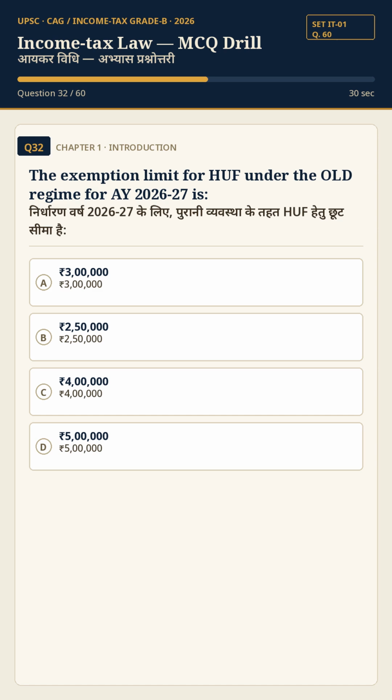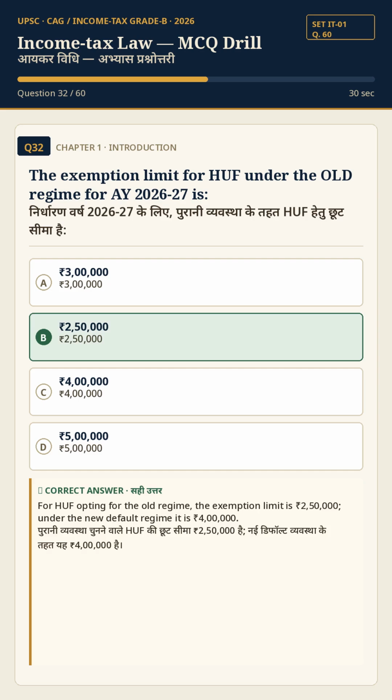Question 32. The exemption limit for HUF under the OLD regime for AY 2026-27 is option A, 250,000. The correct answer explanation: for HUF opting for the old regime, the exemption limit is 250,000. Under the new default regime it is 400,000.